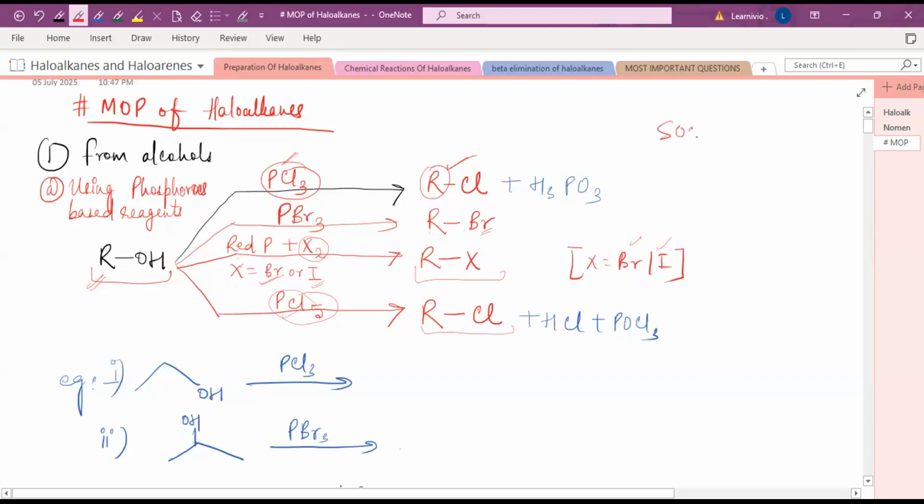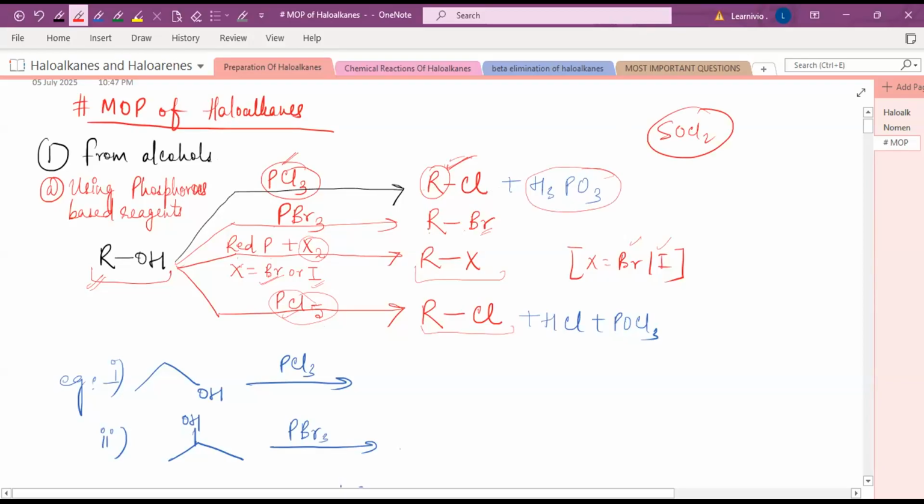Thionyl chloride is SOCl2, right? So when you react alcohol with all three, you will again get your RCl, the chloroalkane. The main difference is in the byproduct. You will get a different byproduct in each of these, but the main product will be the same.